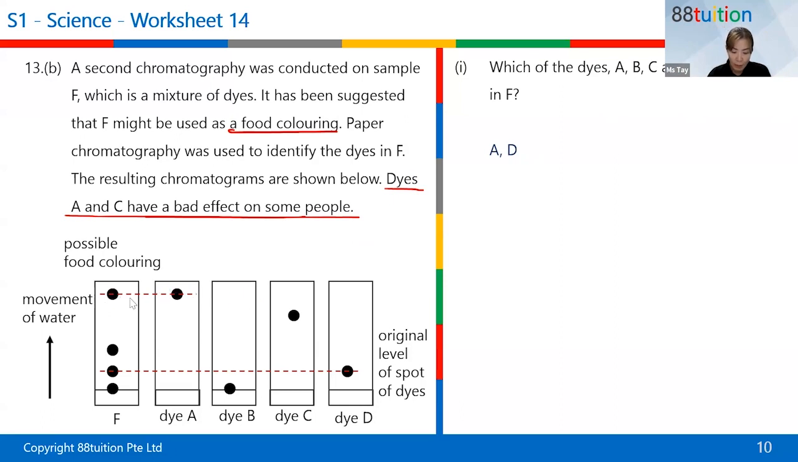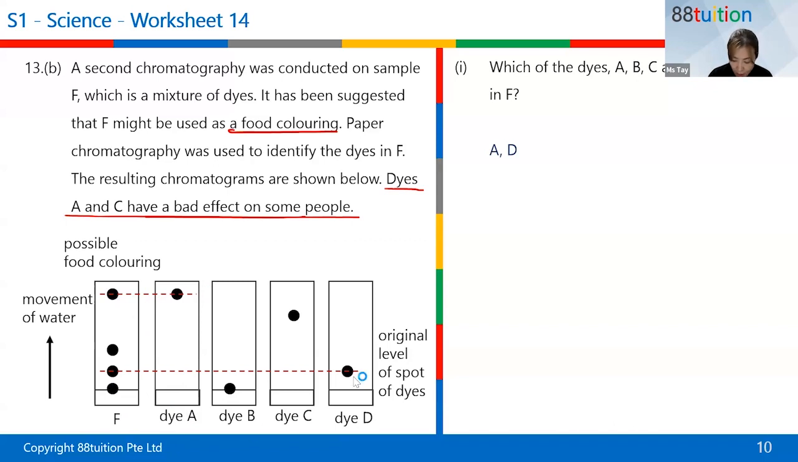Okay, so same thing. Remember, I told you, right? Every time you want to see what substances are present, you need to draw lines, okay? Because whatever is contained inside the food substance will definitely travel the same distance. So in this case, dye A travels up to this particular distance, the same as what you see for one spot on the chromatogram of sample F.